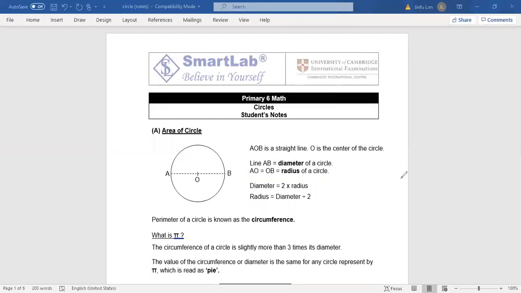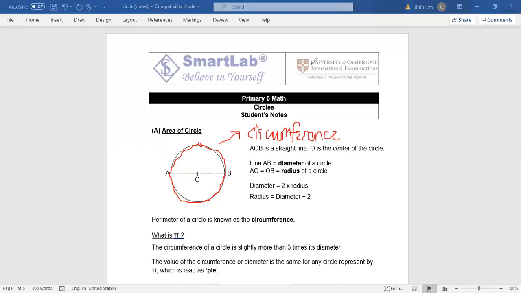So let me introduce to you the formula to find the circumference of a circle. Okay, what do we mean by circumference? Circumference is referring to the length of this curved line that makes up the circle. So this is called the circumference.